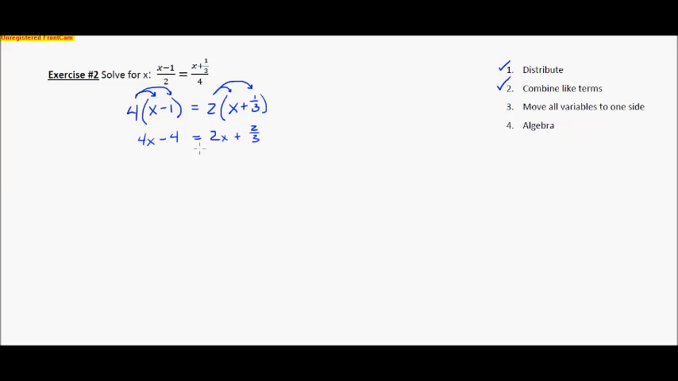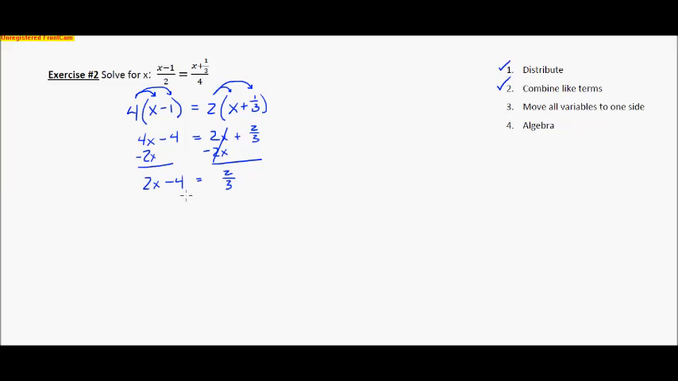Next, I want to move all my variables to one side, so I'm going to take this negative 2 and subtract 2 on both sides. Usually I take the smaller of the x's and move that one first, so I'm going to cross it out over here. And what do I get here? I get 4x minus 2x, which is 2x. And everything else just comes right down for the next step.